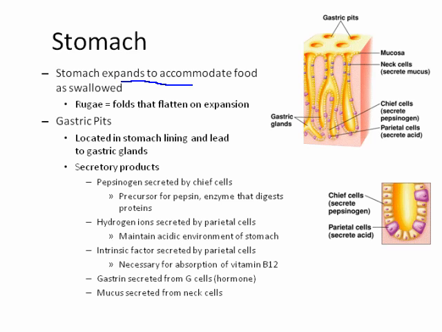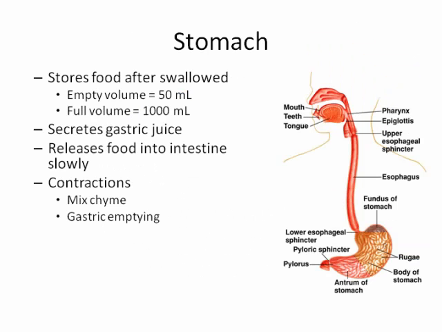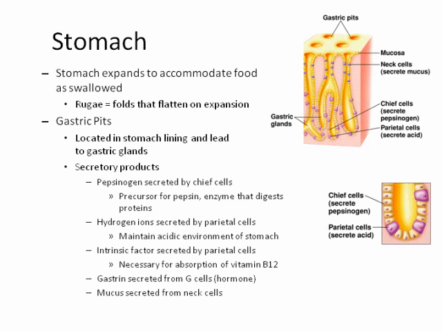So in the stomach, first of all, it expands to accommodate food as it's swallowed. The term rugae is used to refer to these folds that flatten on expansion. We can see those a little bit better in this previous slide here. Then the gastric pits, which I've referred to in a previous slide, are located in the stomach lining, and the pits actually are the opening of the necks of the gastric glands. And they have several secretory products. Pepsinogen, which is secreted by chief cells. It's a precursor for pepsin, which is the actual digestive enzyme.